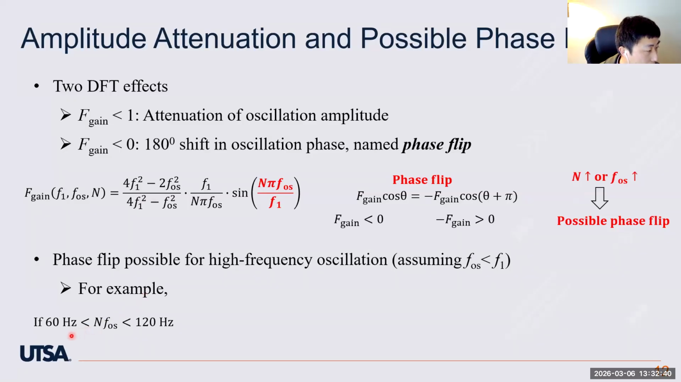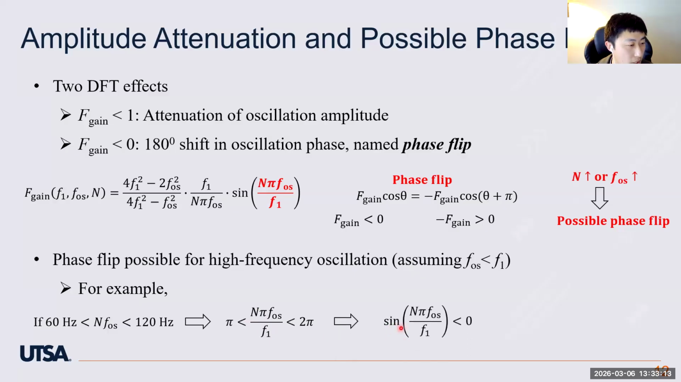So for example, if n, the DFT window length, times the oscillation frequency, if the product is above 60 Hertz but below 120 Hertz, you can multiply all sides by the same factor, which is pi over f1, where f1 is the fundamental frequency. You'll have this expression between pi and 2 pi, and then the sine of this thing is a negative value, and then you have F gain being negative, and that will cause a phase flip.